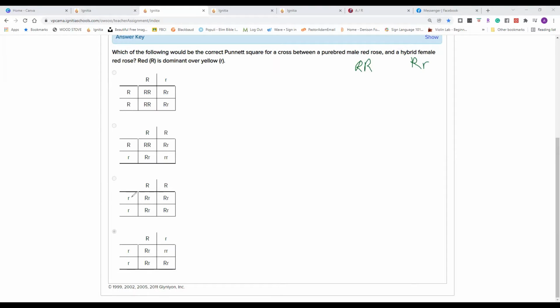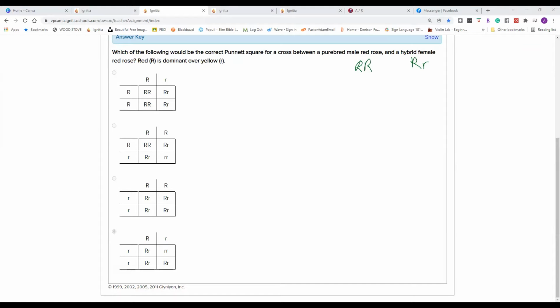So we're going to put female on the top and male on the side. That's the correct way to do this. So we're going to see here, we've got the correct Rr female on the top and the male RR on the side, capital R on the left side for the male, and capital R, lowercase r for the female. Now, let's look and see how this Punnett square is supposed to function.